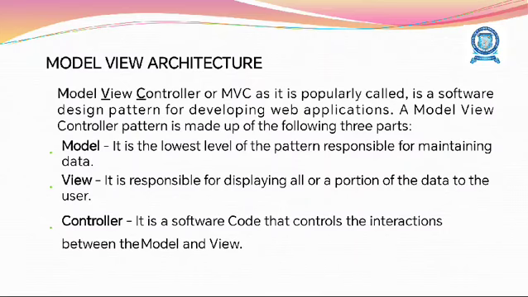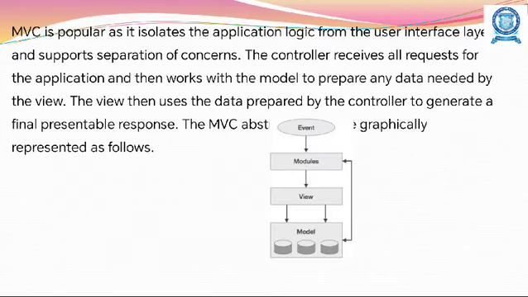Next one is the view. It is responsible for displaying all or a portion of the data to the user. Next one is a controller. It is the software code that controls the interaction between the model and view. MVC is popular as it isolates the application logic from the user interface layer and supports separation of concerns. The controller receives all requests for the application and then works with the model to prepare any data needed by the view. The view then uses the data prepared by the controller to generate a final presentable response.